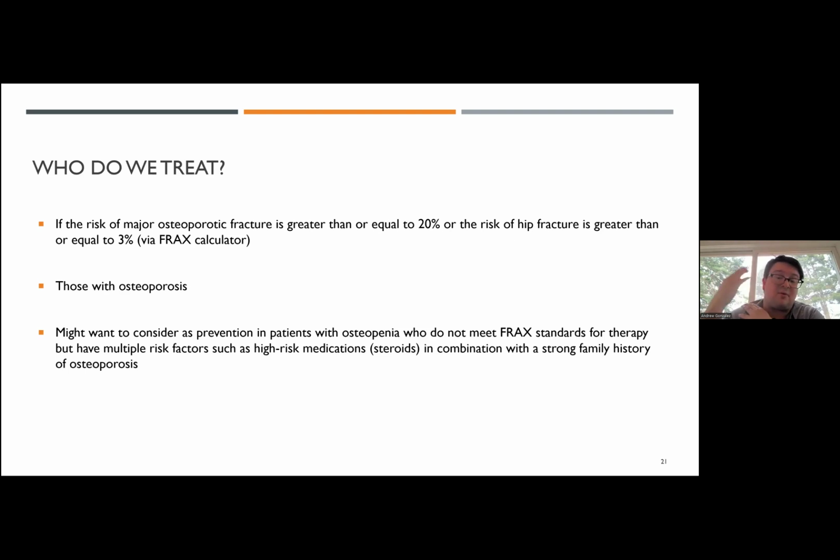And this is a more nuanced take, but consider treatment as prevention for anybody who does not meet those specific FRAX standards, but maybe is on high dose steroids or has a strong family history of fracture, or has other risk factors for frequent falls that we can't correct by other methods. It's our job as a science. It's also an art. It's okay, I'm trying to give guidelines to guide you, and then we'll develop clinical gestalt together.